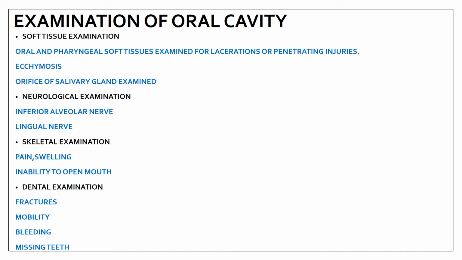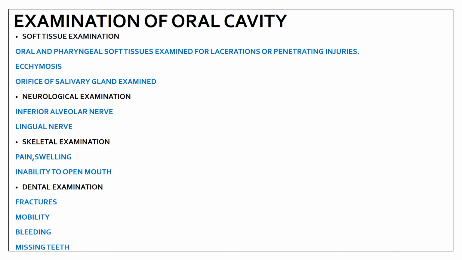With this examination, it becomes easy to identify which type of trauma it is. First you're going to see all the lacerations present on the soft tissue, then you're going to see for the ecchymosis, then the orifice of the salivary gland opening, if there are any problems or any foreign bodies, and then you're going to see the patency of the salivary flow. The next thing, you're going to see the soft tissue swelling. These are all the soft tissue examination.